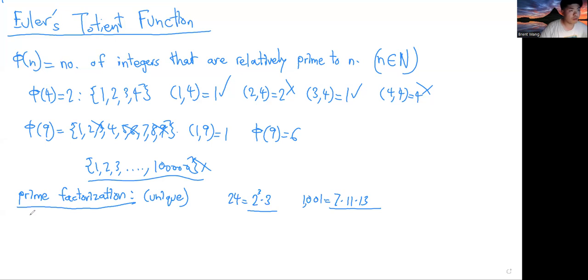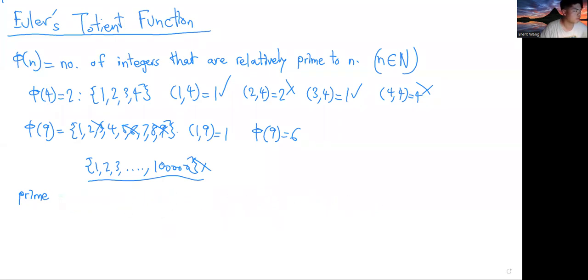So, knowing prime factorization, here's the thing. Actually, I'm going to erase everything except for the title. I want to keep the title of Euler's totient function.